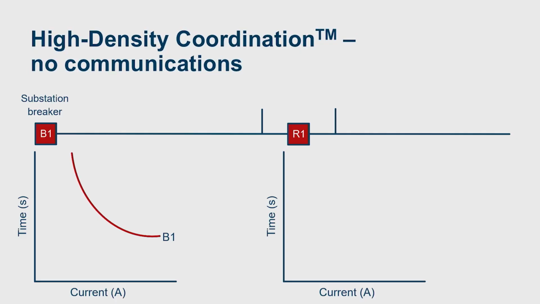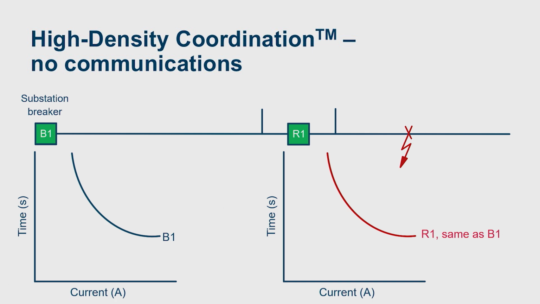But consider a different approach with me. What if we copied the pickup, curve, and time dial in B1 and placed it into R1? Well, when the fault occurs now, both B1 and R1 are going to operate because they're using the same curve.